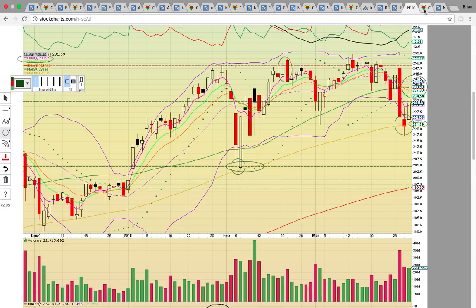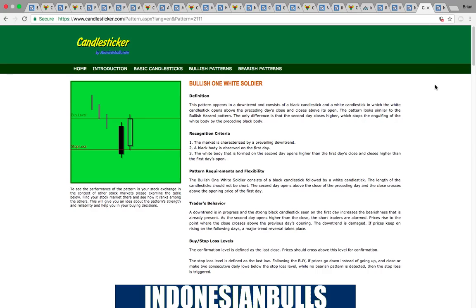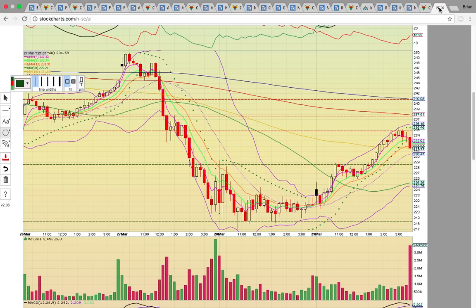Okay, so if you look here, it did form a bullish one white soldier reversal pattern. So once again, they all have these reversal patterns. Is it going to get confirmed, or was Thursday just one big head fake? Maybe a head fake for some. But yeah, it seemed like if you were a bear, it was a headache. But if you were a bull, it was a nice finish to the end of a pretty chaotic month.